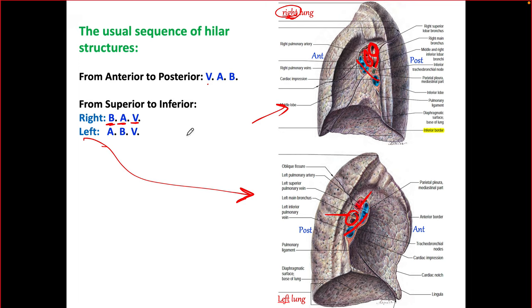But somebody can ask, what about the arrangement from anterior to posterior? That means if we move from anterior toward the posterior, most anteriorly is the vein. Posterior to it is the artery and the bronchus. And again here is anteriorly, the left lung. The most anterior thing is the vein. Then you can say here is the artery and vein. It's not exactly 100%, but you got the idea.